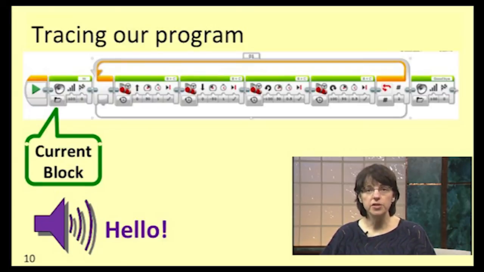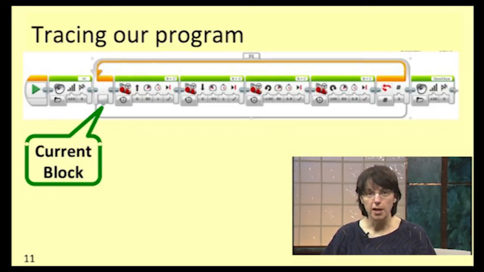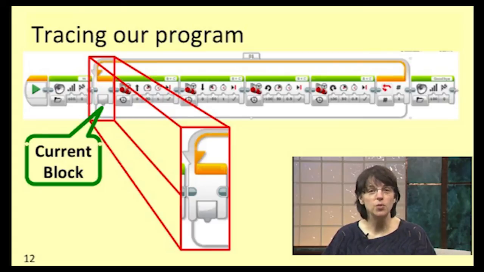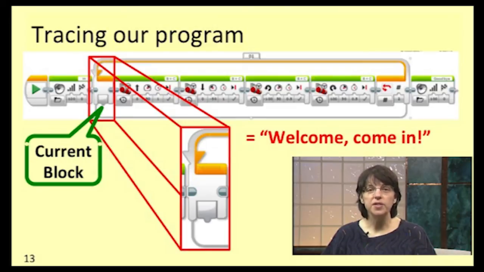We trace these programs just like all our others, starting with the first block on the left. So, when we begin our program, our current block is the sound block. The EV3 says hi and then continues on to the next block. The next block is our loop block. Regardless of the type of loop block you use, they all begin the same way, with this kind of orange and white block with nothing in it. You want to think of that block as always saying, welcome, come in. Whenever you arrive at a new loop, it instantly welcomes you to enter into the loop.